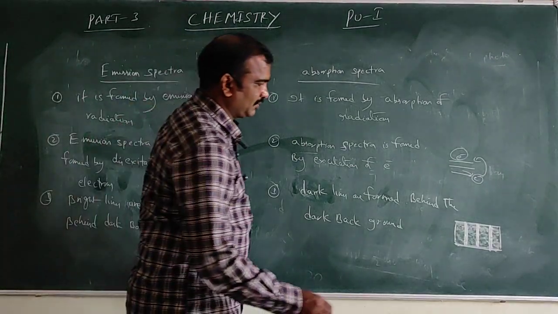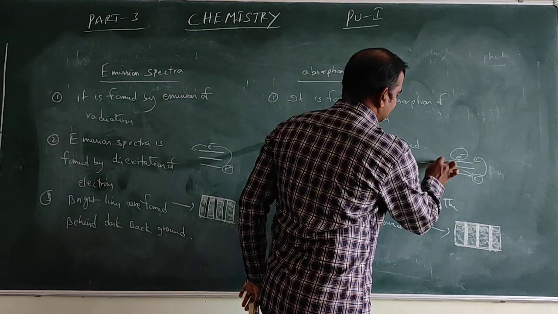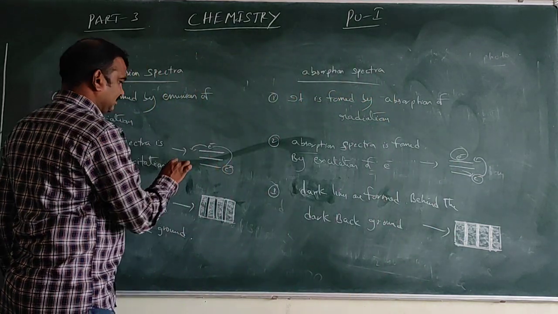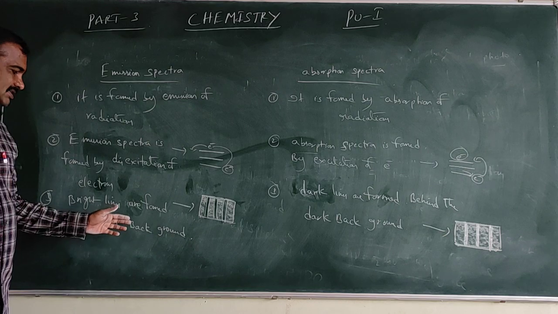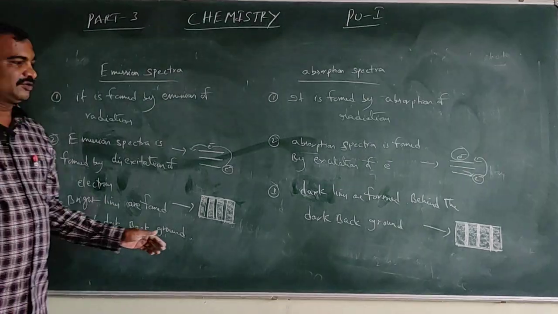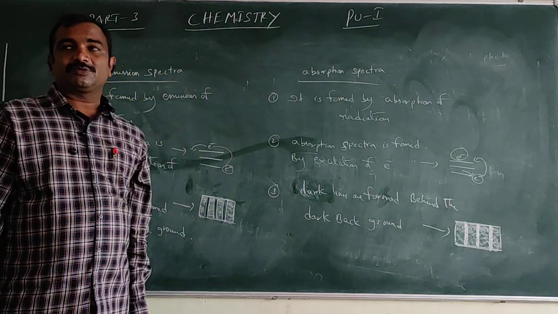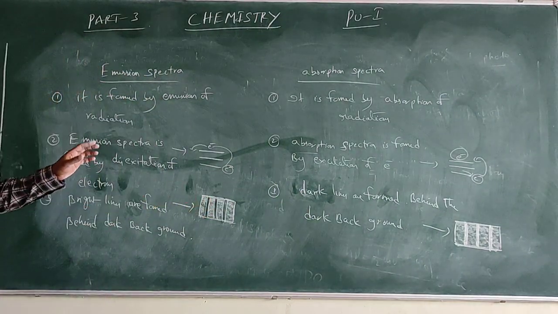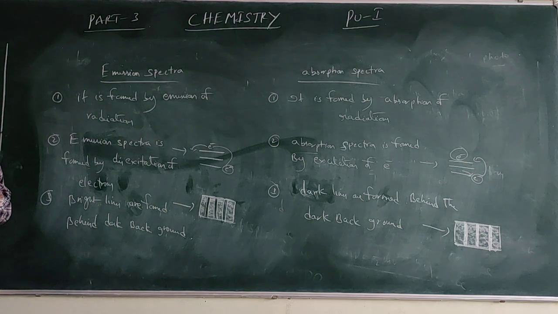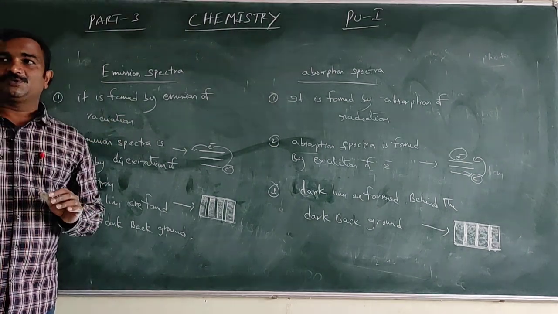Bright lines. What about here? Dark lines. This is for this one. Bright lines are found behind the dark background, and dark lines are found behind the dark background. Both are dark backgrounds, but the bright lines and dark lines are different. So this is about emission spectrum and absorption spectrum.